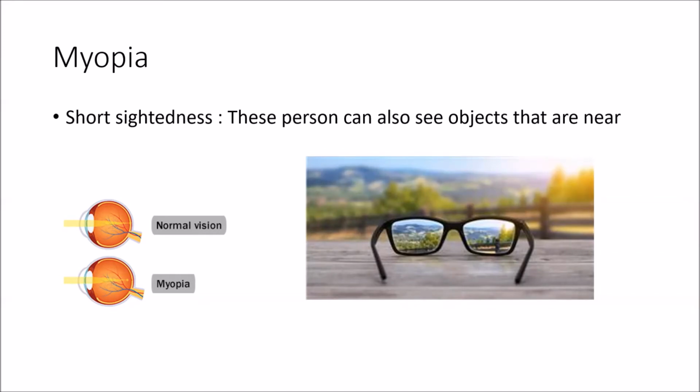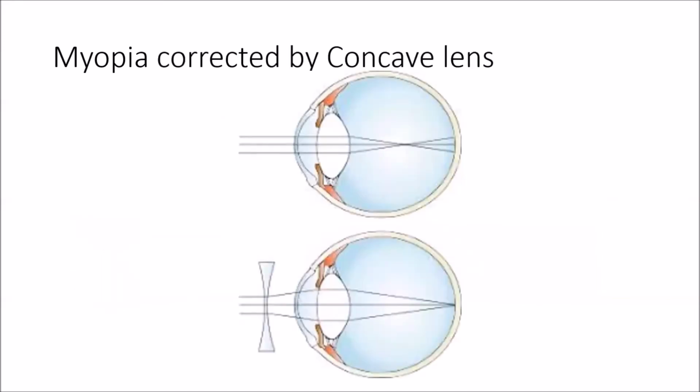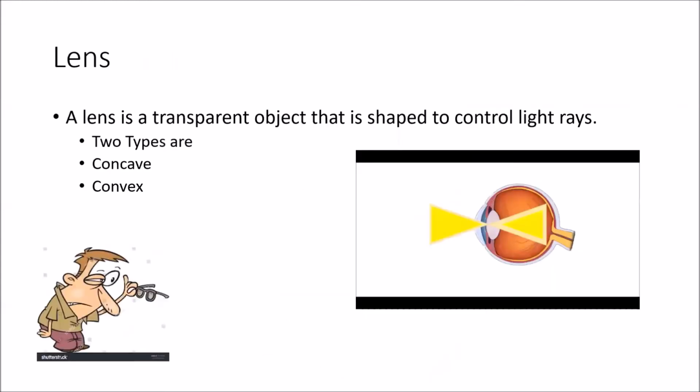Someone who is short-sighted might be able to see people who are right next to them who they're talking to, but if they try to look at someone who's far off in the distance, they may not be able to recognize them because they're going to be a little bit blurry. And in order to correct myopia, a person is going to need something called a concave lens. But we'll talk more about concave lens later on, as well as convex lens.